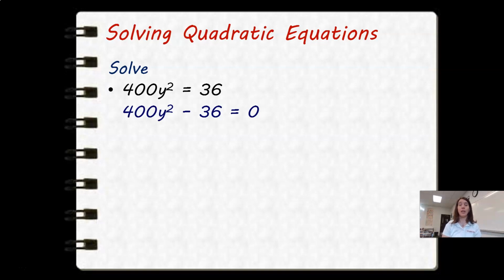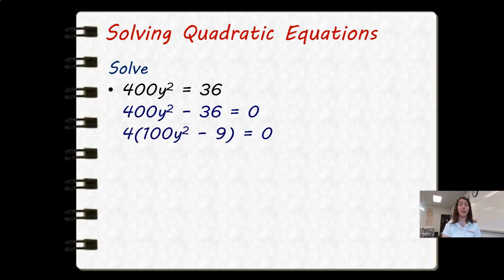Now that I have my equation set equal to 0, the first thing that you should always look for when you're factoring is a common factor. Well, both of the terms that I have here involve numbers. What do 4 and 36 have in common? What do they both divide by? The number 4. So I'm going to pull a 4 out to the front of our parenthesis.